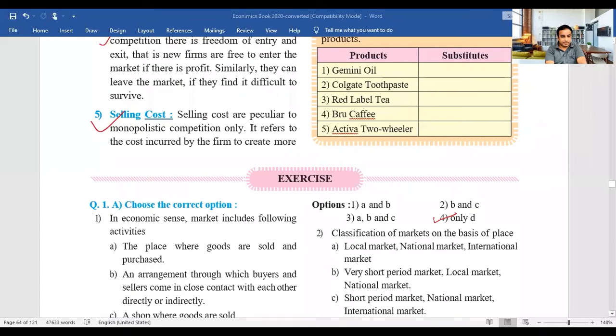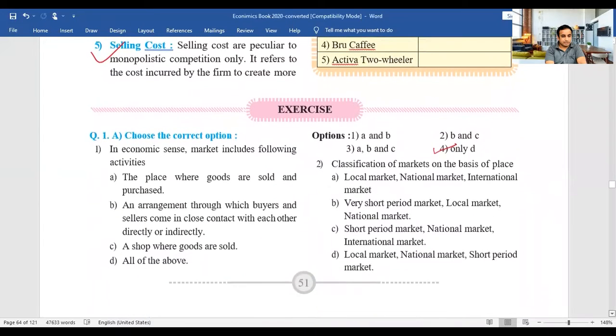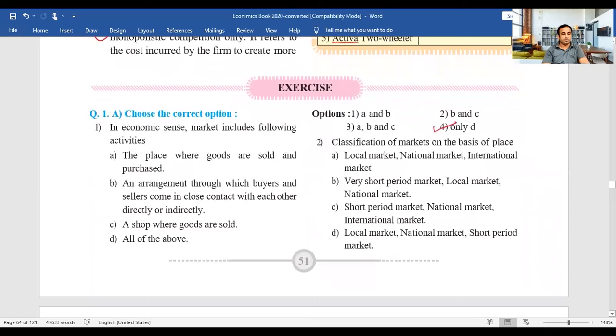Okay, so having revised this concept related to chapter number 5, we will go to the exercise. Question number 1 is choose the correct option. In economic sense, market includes the place where goods are sold and purchased, an arrangement through which buyers and sellers come in close contact with each other, a shop where goods are sold, all of the above.